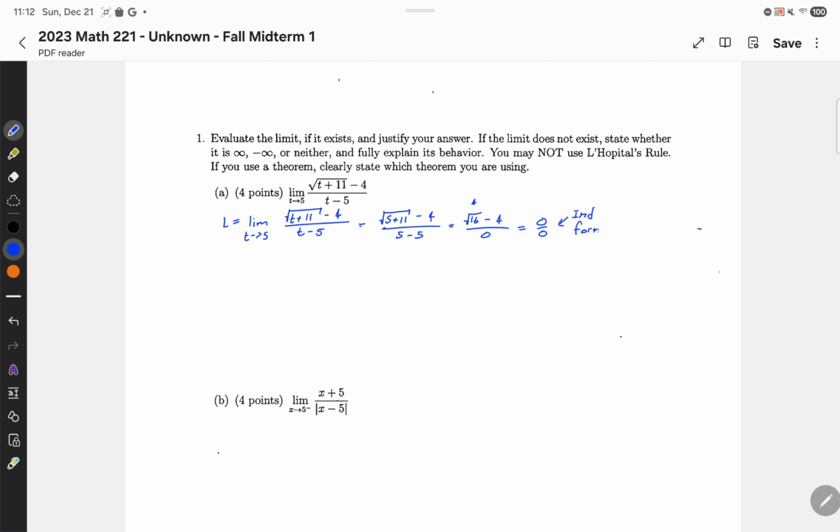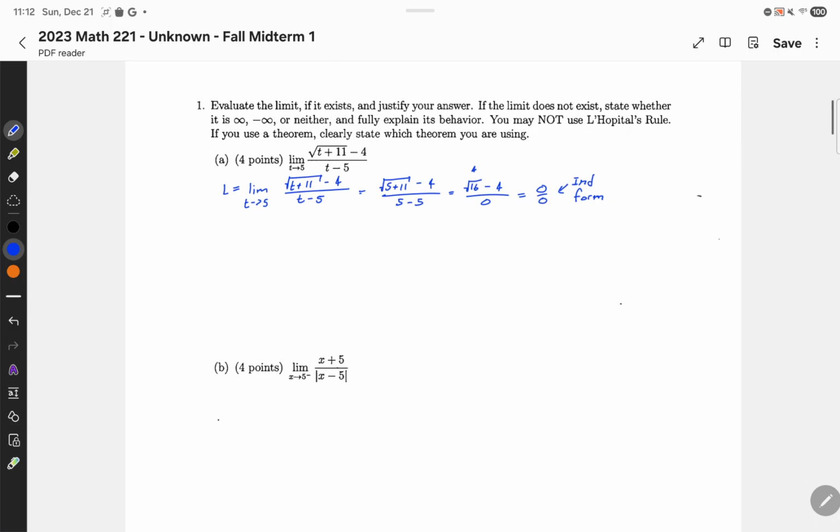And in this case, you could use L'Hopital's. Obviously, you can't in this specific question. But that's actually not going to be the easiest way. What we're going to do instead is take a look at the fraction within the limit. So we have the square root of t plus 11 minus 4 over t minus 5. The way we're going to approach this is a method of simplifying this numerator, because it's the part with the radical that's being problematic. And what this is called is multiplying by the conjugate. It's something you probably learned in pre-cal, but you won't use it very often.